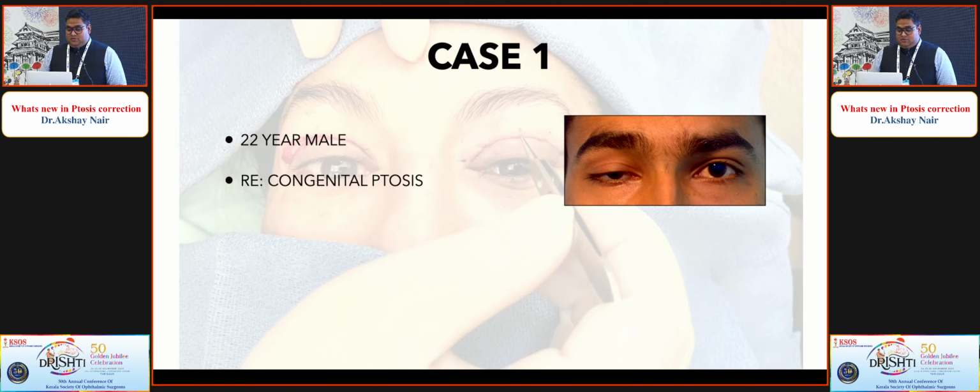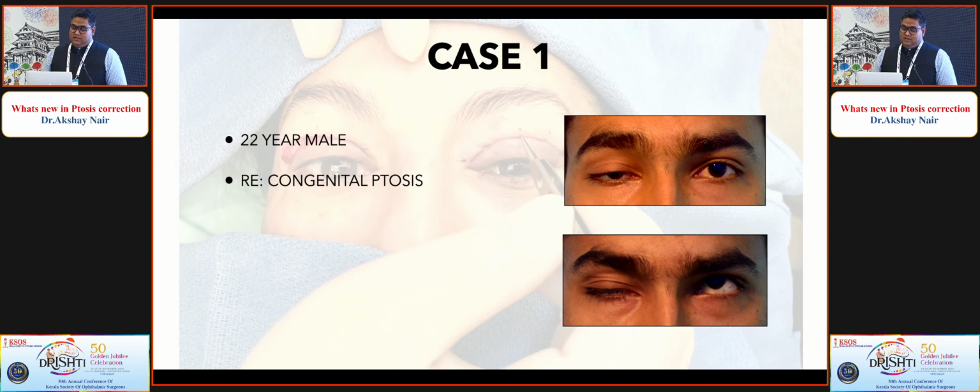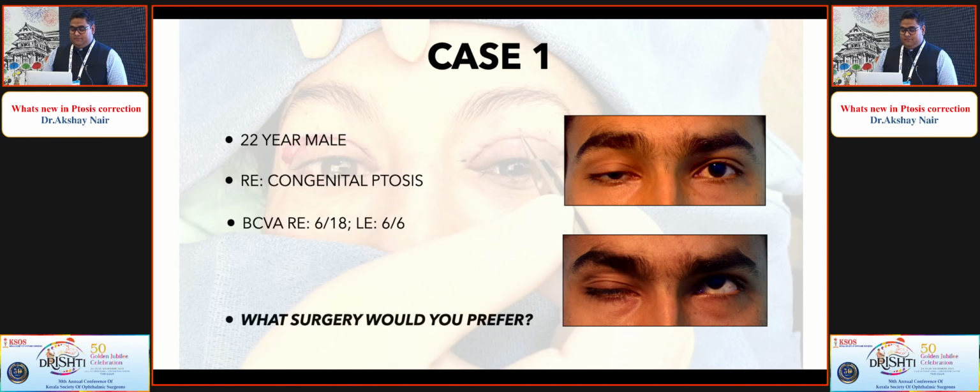So now this is coming to my second rule. This is a patient who has come, a 22-year-old male, congenital ptosis. You can see the levator function is very, very minimal. And he's got a slight Marcus Gunn also. 6.8 right eye, 6.6 left eye. What surgery would you prefer? Any options that you offer this patient for a surgery? A levator resection or a sling?